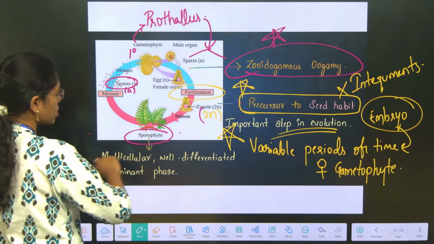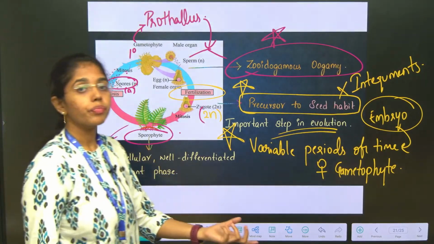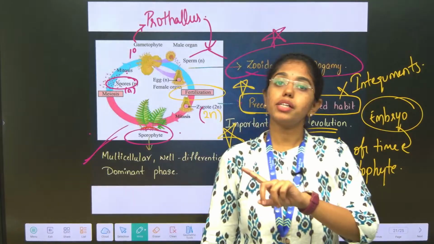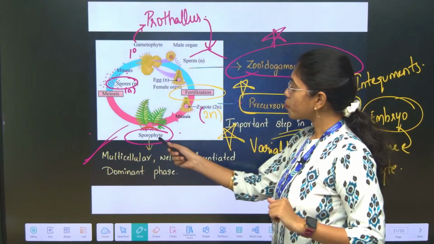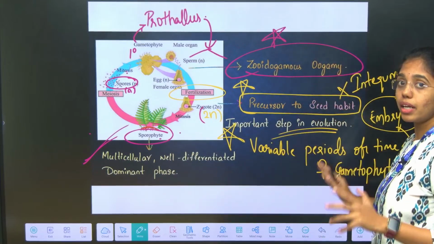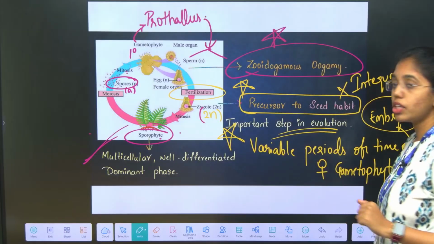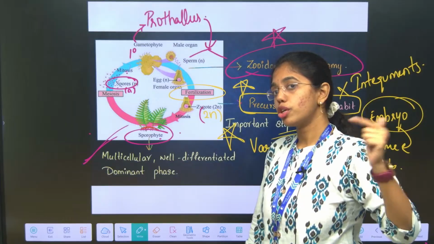The sporophyte is the multicellular, well differentiated, dominant phase, whereas in bryophytes the gametophyte is the dominant phase. In pteridophytes, the sporophyte is the dominant phase. Clear? Any doubts? What are the two specific features of pteridophytes? One is the heterosporous condition, second is the precursor to seed habit.